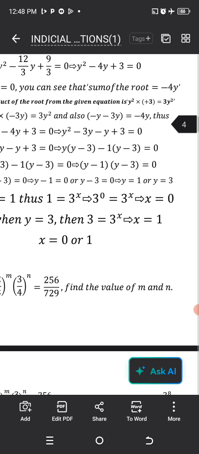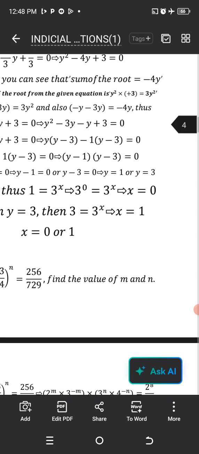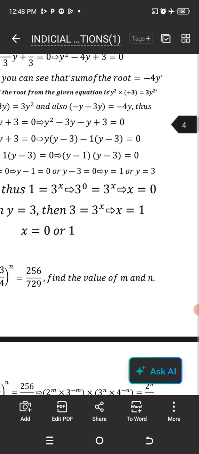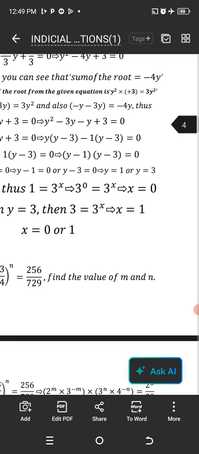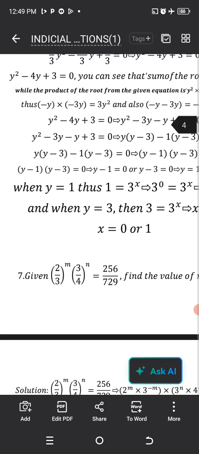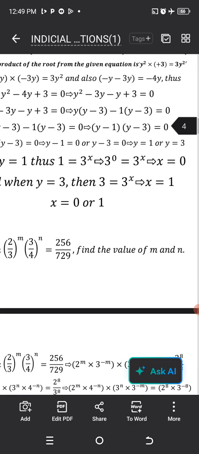We use 3 raised to power 0 because we want to eliminate the base, or equate the index of the left hand side with the right hand side. That is why you must use a constant base. You must have the same base on the left hand side and the right hand side for you to equate. So 3 raised to power 0 equals 3 raised to power x, which implies that x is equal to 0. Also, when y is equal to 3, then x is equal to 1.